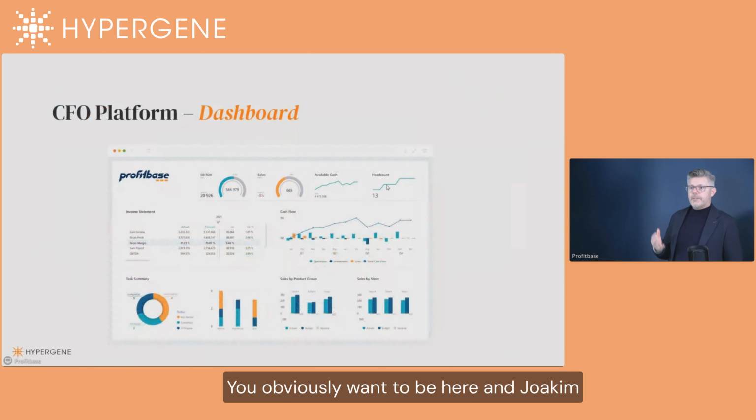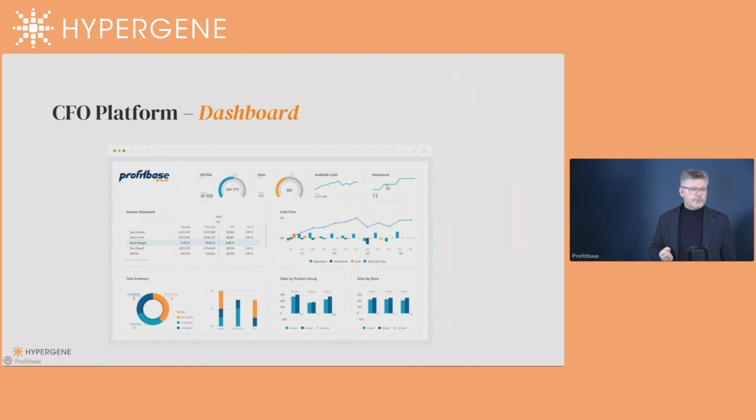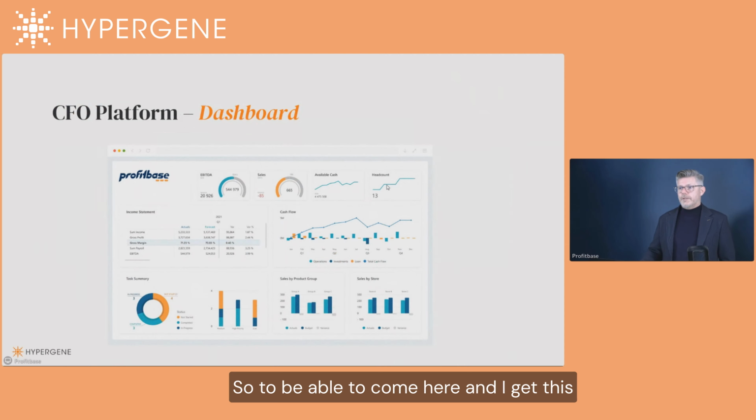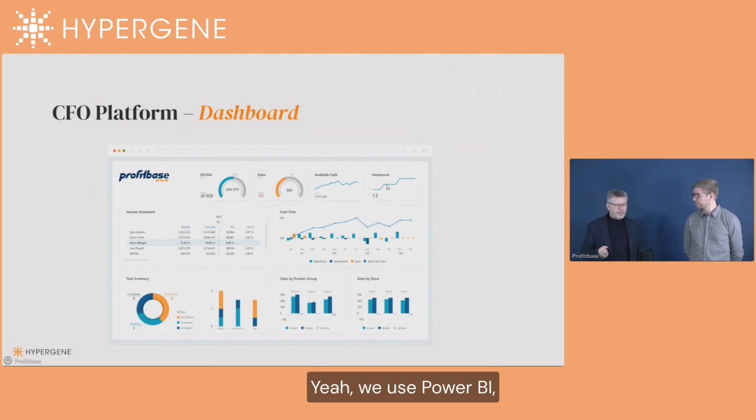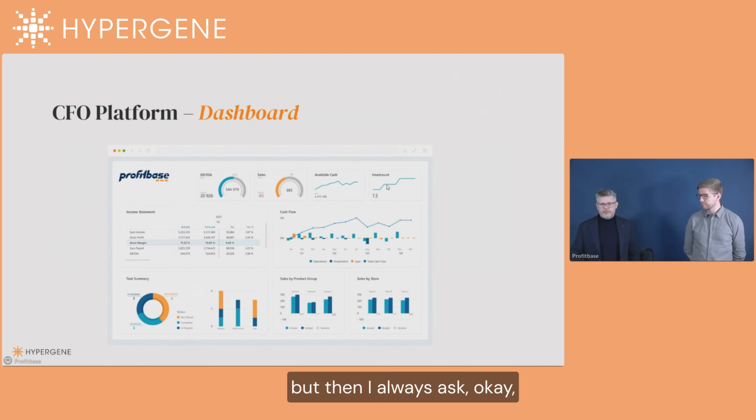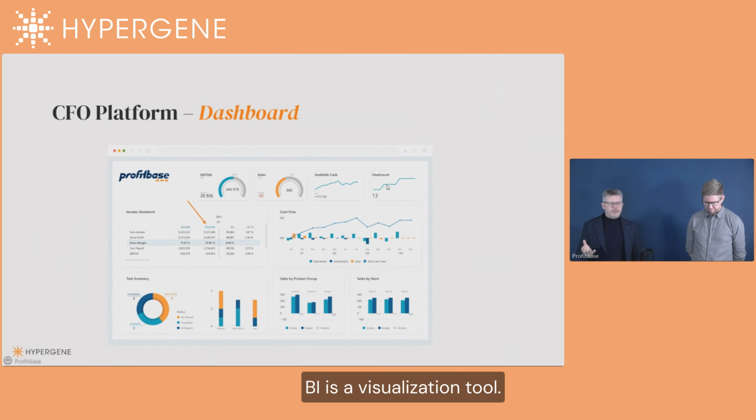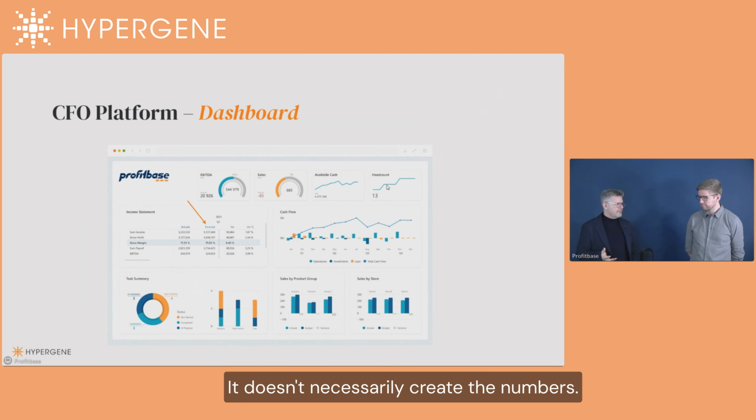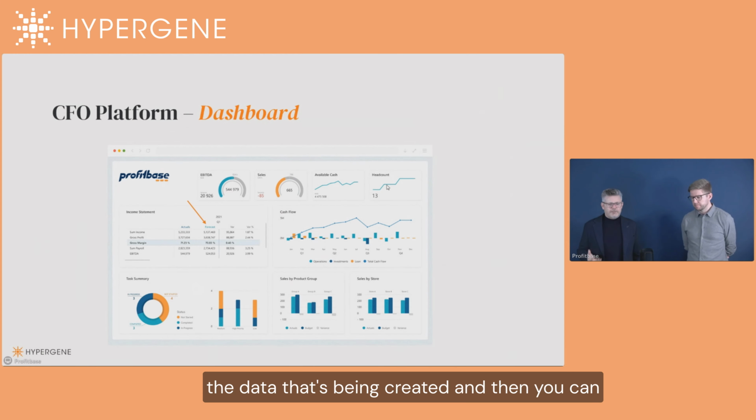So we obviously want to be here, and Joachim was showing a lot of different types of reports and how you can create your reports. I get this question and I ask, okay, budgeting and forecasting, how do you do it? Yeah, we use Power BI, but then I always ask, okay, where does this number come from? That's something Excel or somewhere else. But Power BI is a visualization tool. It doesn't necessarily create the numbers. So how does our CFO platform create the numbers? That's what we're going to go through now, and the data sets that it's creating.